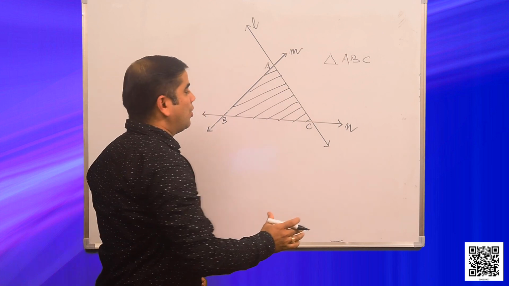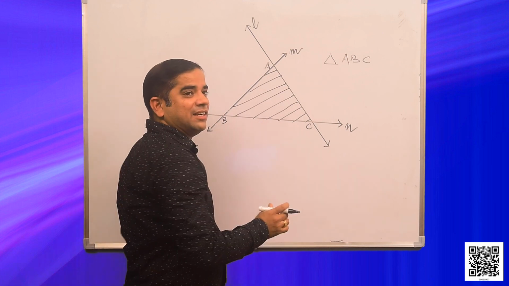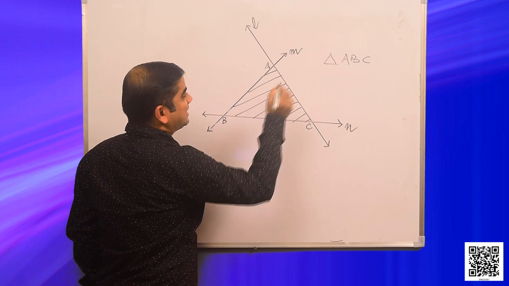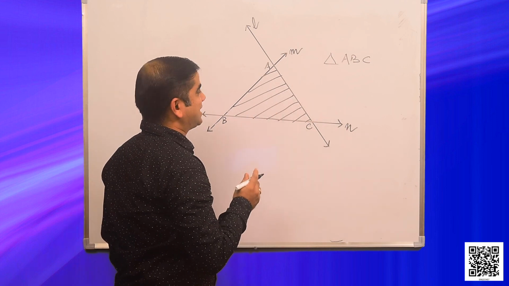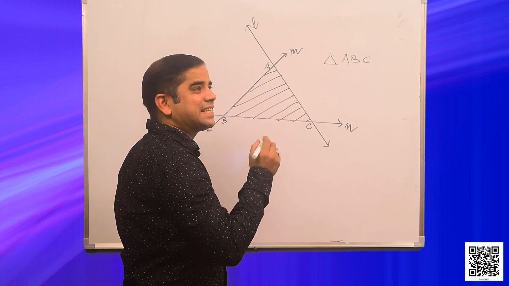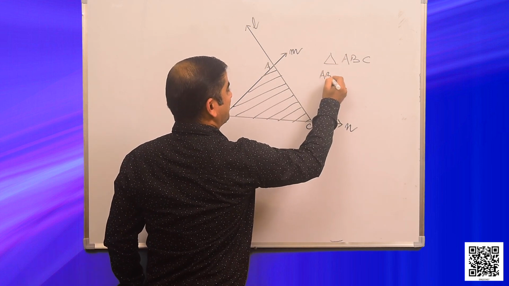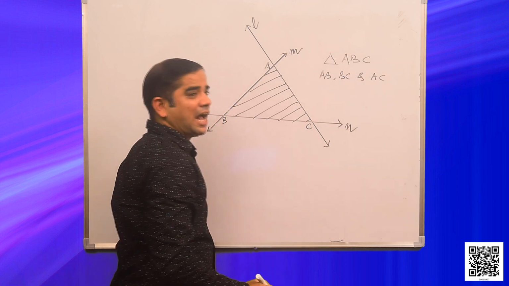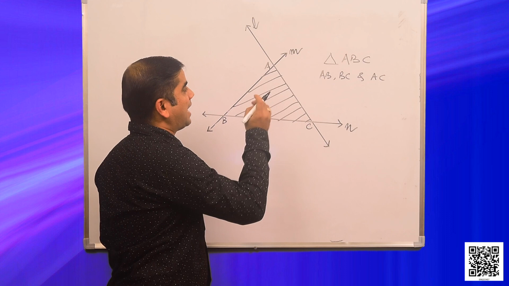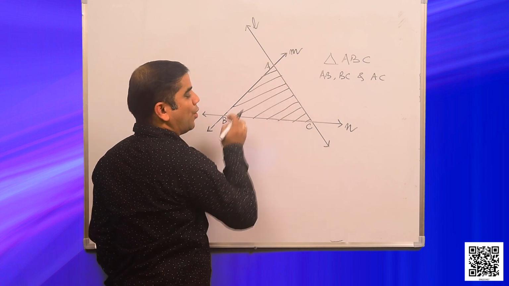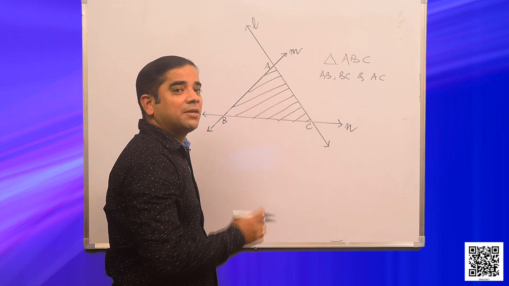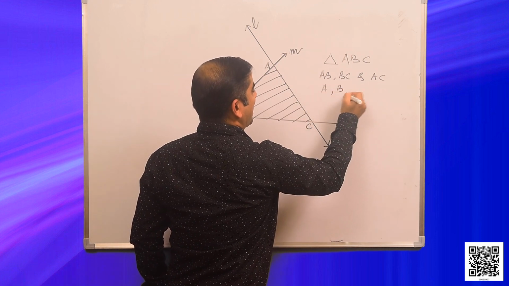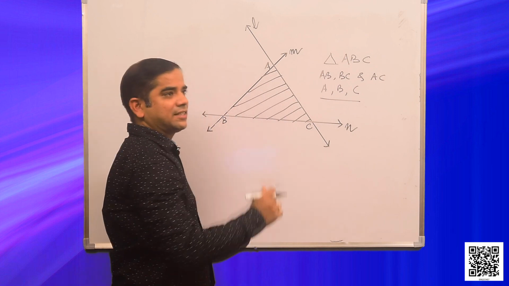So, as we know, a part of a line is the line segment having certain measurement. In this case, this triangle has three line segments, or we can say three sides: AB, BC and AC. And the points of intersection of the lines, point A, point B, point C, are called the vertices of the triangle. A, B and C are the vertices.